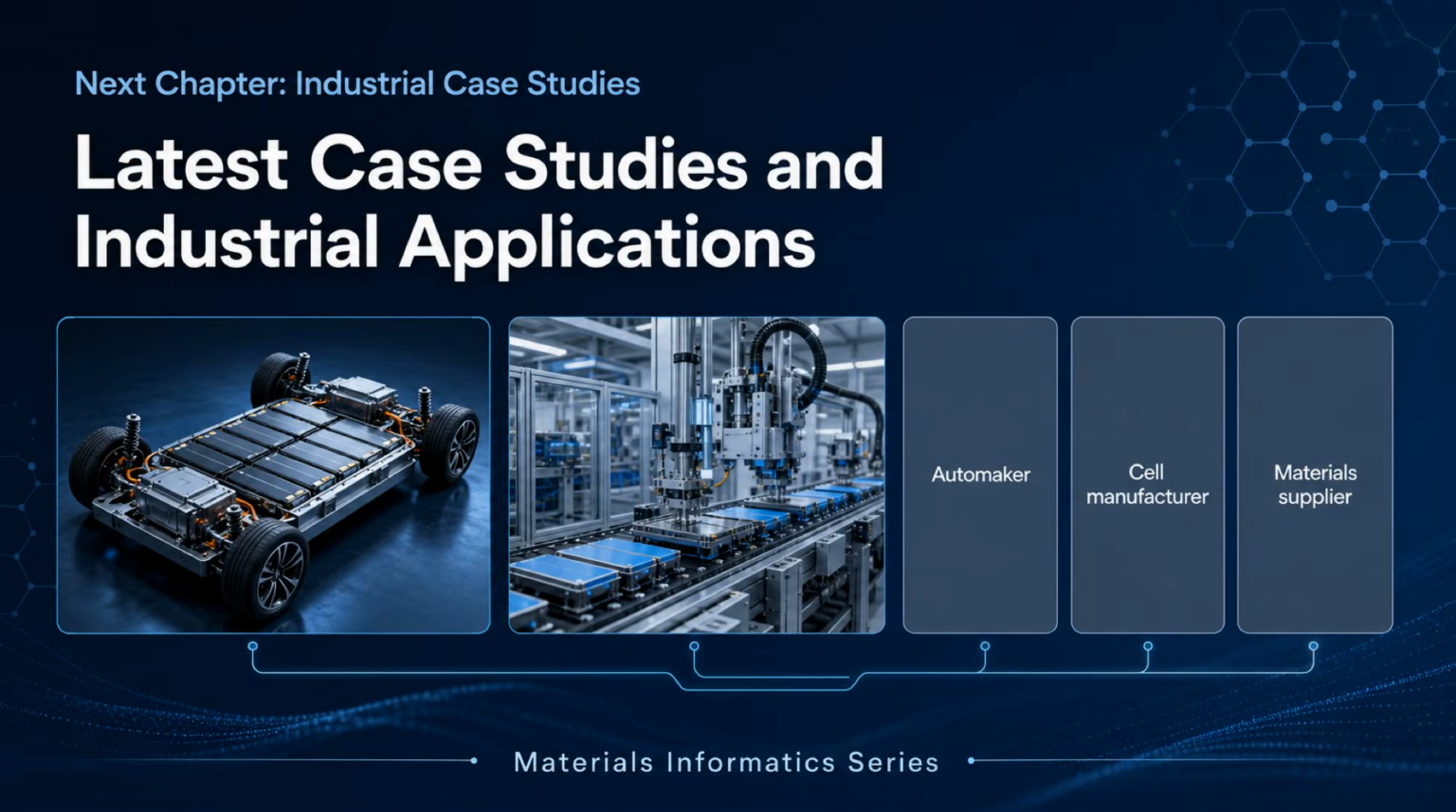In Chapter 4, we'll see how these techniques are applied in real industrial settings. You'll work through 5 case studies drawn from published industrial and academic work: solid electrolyte discovery for all-solid-state batteries, sulfur cathode hosts for lithium-sulfur cells, machine learning fast-charging protocols, cobalt-reduced cathodes, and sodium-ion materials. These examples show how MI accelerates product development and improves manufacturing quality at industrial scale. See you in the final chapter.